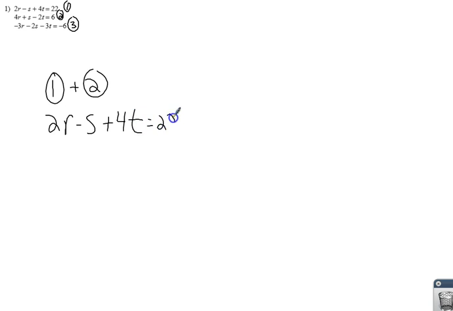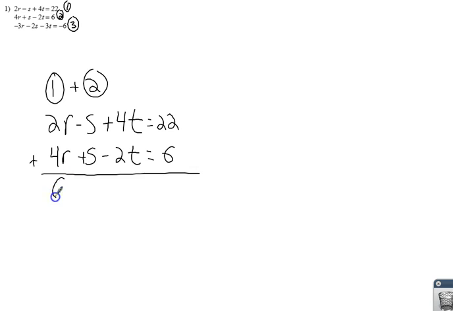So what I'm going to do is add equation 1 and equation 2 together. So what is equation 1? This equation right here. And add it to equation 2. And I add them up. Now, 2r plus 4r, 6r, 4t plus a -2t, 2t, and that gets me 28.